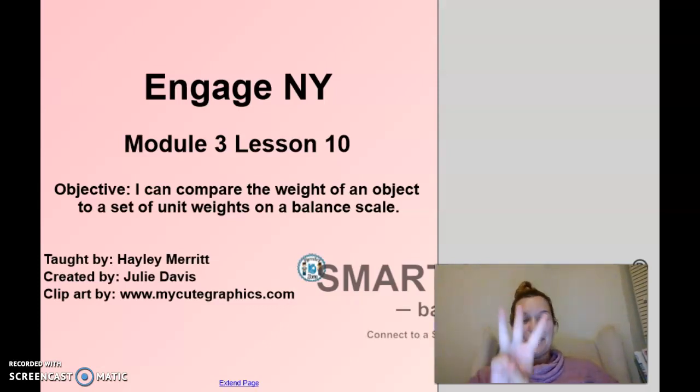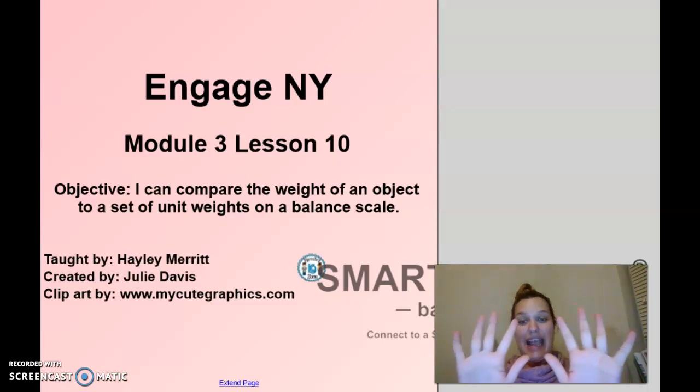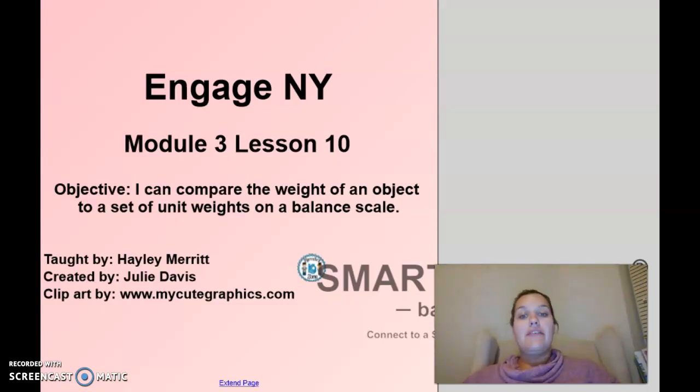Merritt. Today we're going to do Module 3, Lesson 10. And our objective is I can compare the weight of an object to a set of unit weights on a balance scale. So we're going to be able to see what's heavier and lighter based on using that balance scale we learned about the other day. Okay?